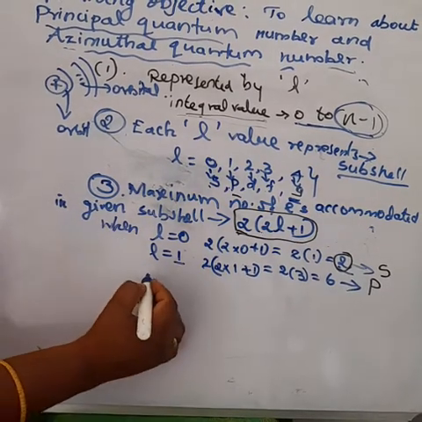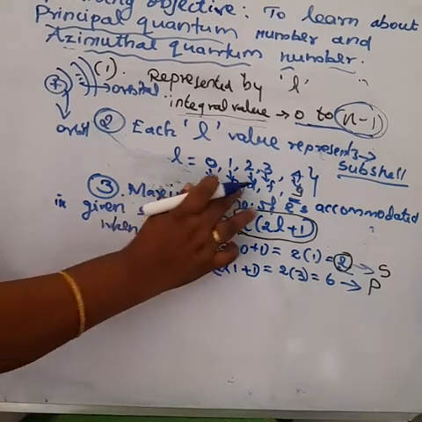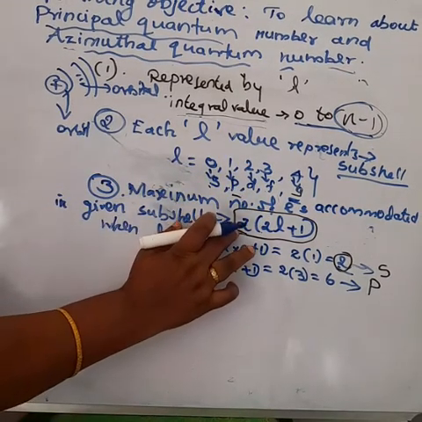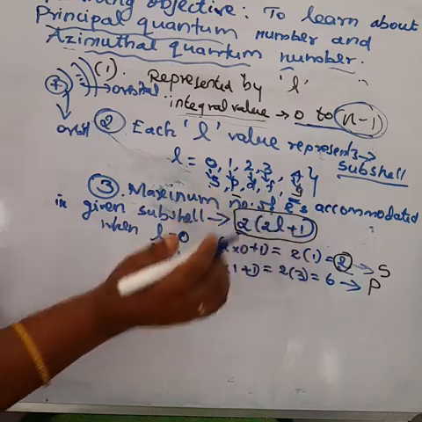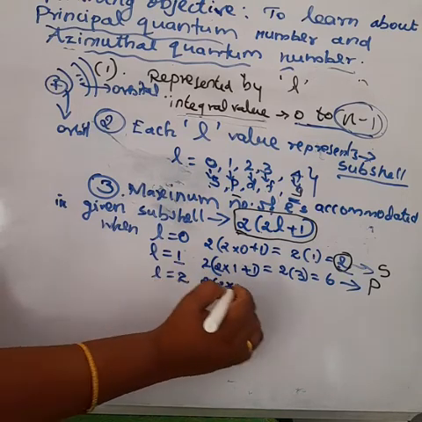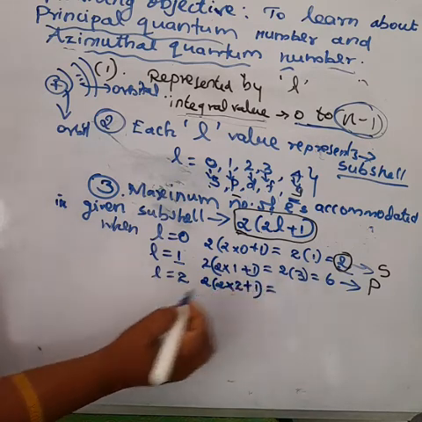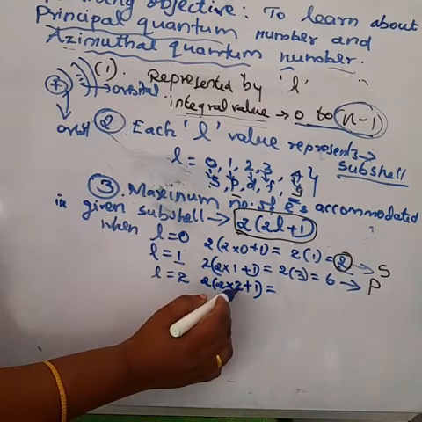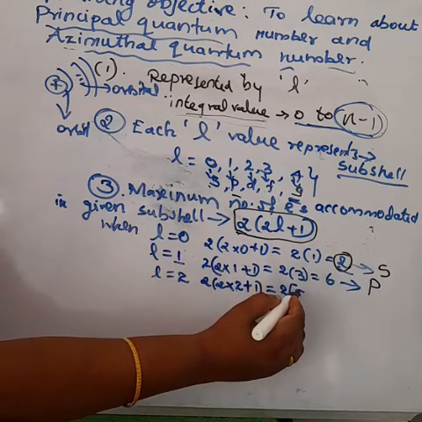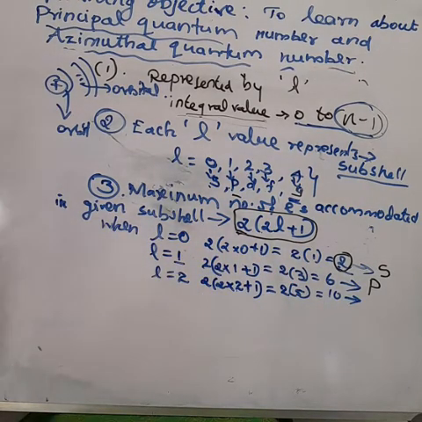And then l is equal to 2 means the d subshell. How many electrons can we accommodate in the d subshell? We calculate 2 into 2l plus 1. So 2 into (2 times 2 plus 1). 2 times 2 is 4, plus 1 is 5. So 2 into 5 is 10. In the d subshell we can accommodate 10 electrons.